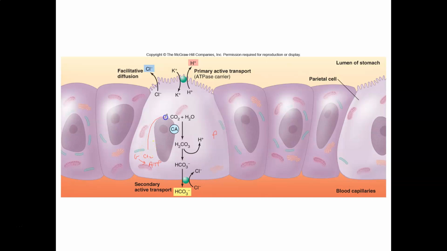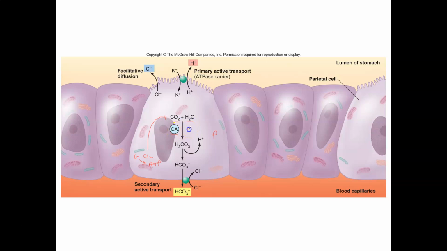So that carbon dioxide is mixing in water. It's produced by metabolism, it's mixing in the water that's in the cytosol of the cell, and it's being enzymatically catalyzed into carbonic acid. Here we have the enzyme labeled. So here's carbon dioxide plus water, enzymatically catalyzed.